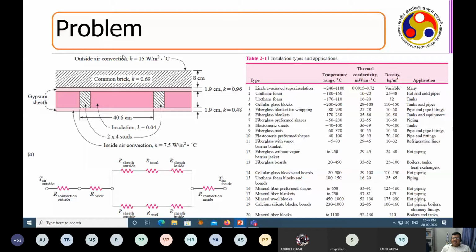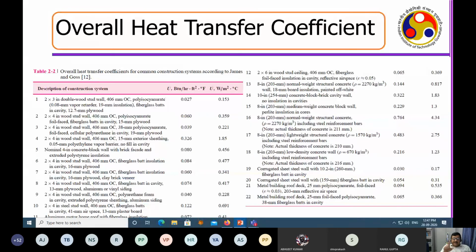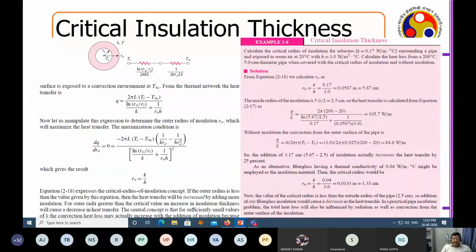Okay, so some tables are given, you just look at them. Typical thermal conductivity and temperature range are given. You can see some tables are given for conductors, some tables are given for insulators. This is just for your checking, like how exactly they change at different temperatures and what the conductivities are. It will give you a very good idea about the typical values that you use. This is a table for overall heat transfer coefficient. Just check how much the local and overall differ.